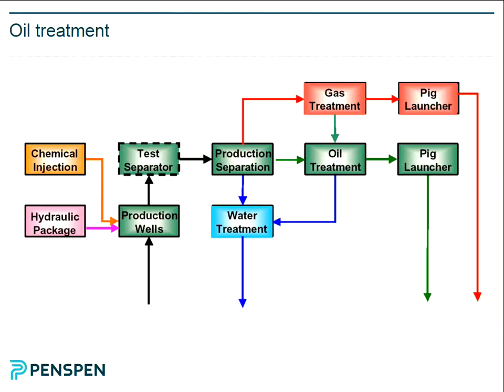Often you have a number of different separators. There's a high pressure separator, medium pressure separator, low pressure separator. So again, this is our production well. This is a subsea flow line, and these are all control valves. And these are level controllers.